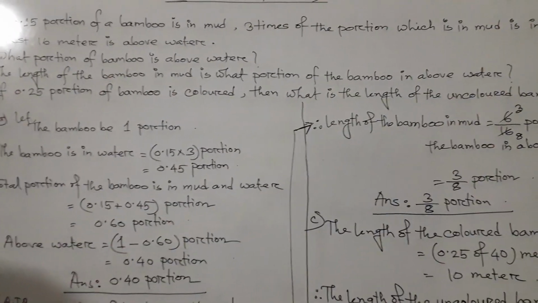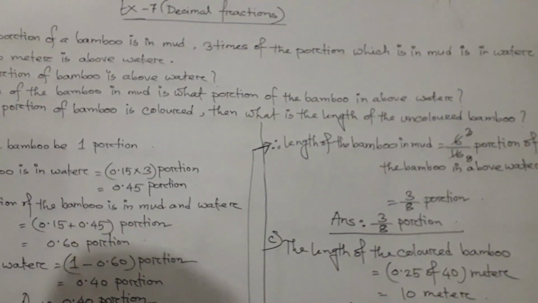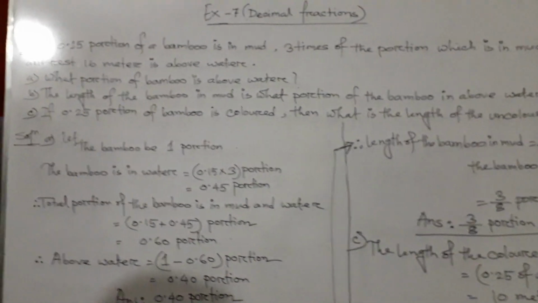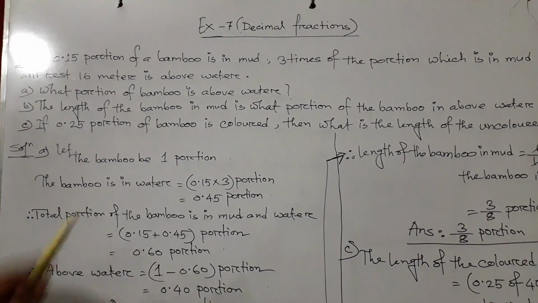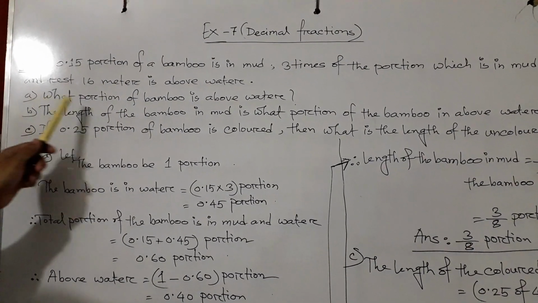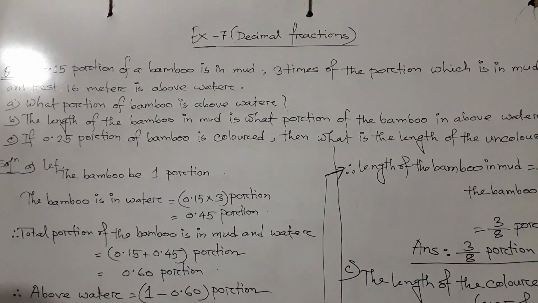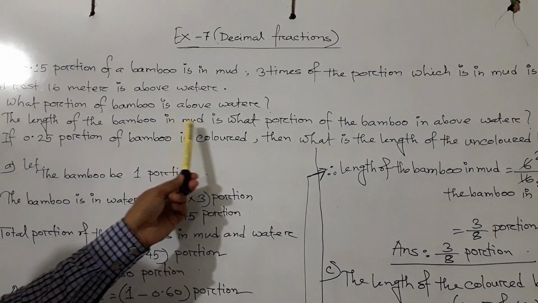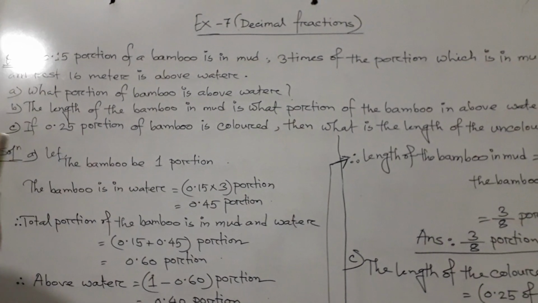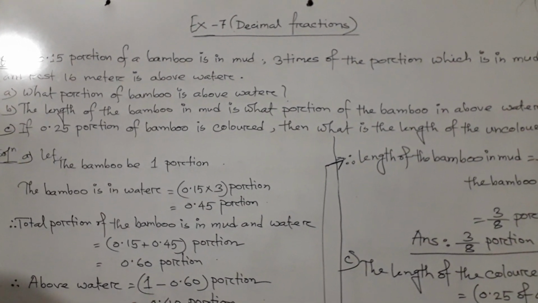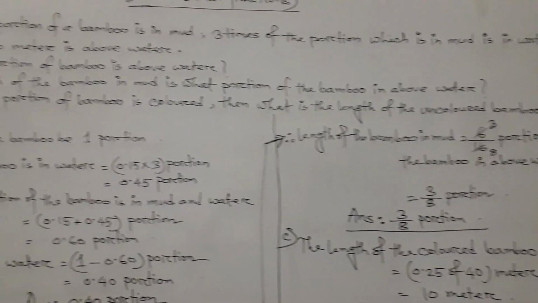Now we start the second question. 0.15 portion of a bamboo is in mud. 3 times the portion which is in mud is in water, and the rest, 16 meters, is above water. Now question A. What portion of the bamboo is above water? Question B. The length of the bamboo in mud is what portion of the bamboo above water? Now question C. If 0.25 portion of the bamboo is colored, then what is the length of the uncolored bamboo?